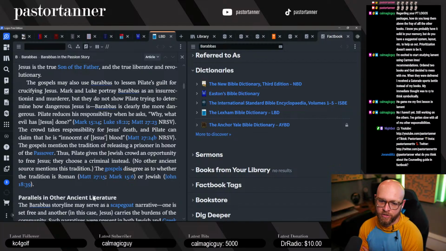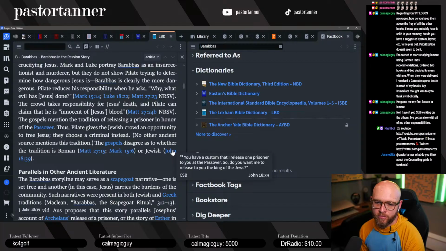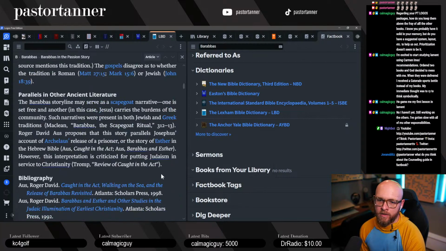The Gospels mention the tradition of releasing a prisoner in honor of the Passover. Thus, Pilate gives the Jewish crowd an opportunity to free Jesus. They choose a criminal instead. No other ancient source mentions this tradition. The Gospels disagree as to whether the tradition is Roman or Jewish, because John says it's a Jewish tradition, not a Roman one. Parallels in other ancient literature: the Barabbas storyline may serve as a scapegoat narrative. One is set free, and another, in this case Jesus, carries the burdens of the community. Such narratives were present in both Jewish and Greek traditions.